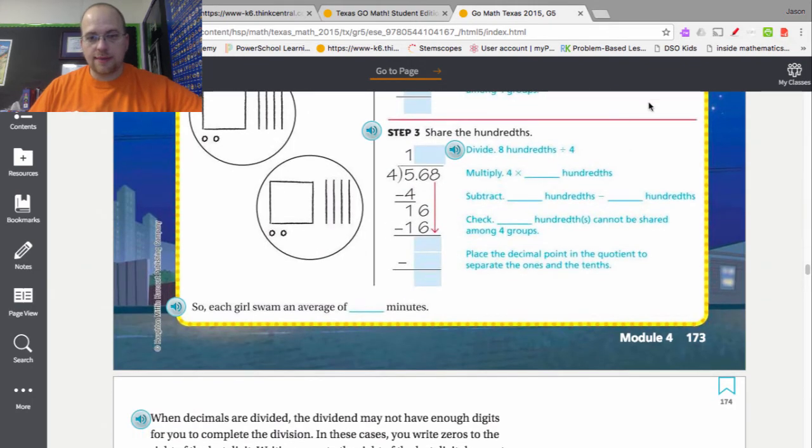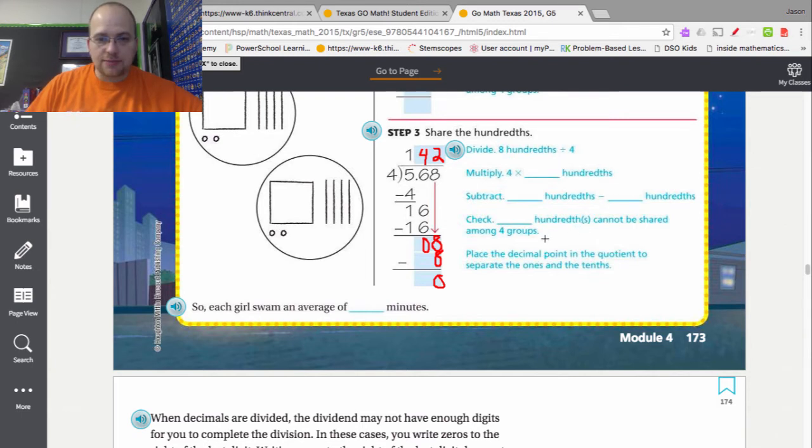So let's move on to step 3 and refresh what we had. So it was 1, and that was 4. 4 times 4 is 16, which is 0. Bring down your 8. 4 goes into 8 how many times? 2. 2 times 4 is 8, and 8 minus 8 is 0. So that's all there is.